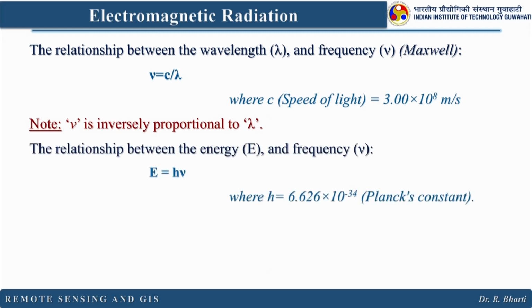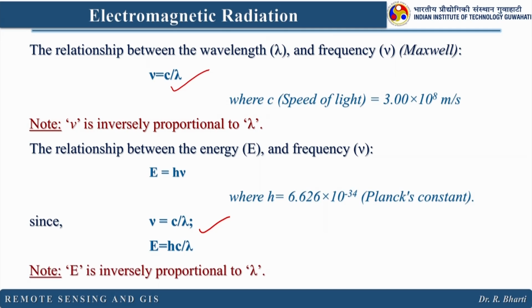The relationship between energy and frequency is E is equal to h nu, where h is Planck's constant. If we replace this nu from the previous equation, it becomes E is equal to hc by lambda. So again E is inversely proportional to lambda. That means in the shorter wavelength region we have high energy, but in the longer wavelength region we have less energy. This is very important, because slowly you will understand the application of all these fundamentals in remote sensing.